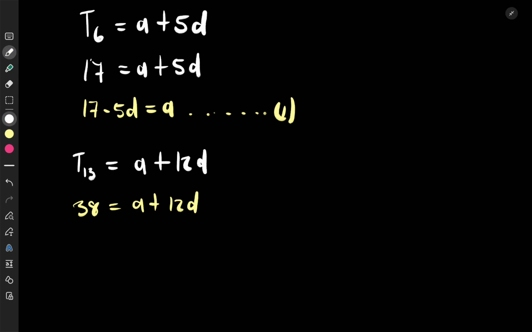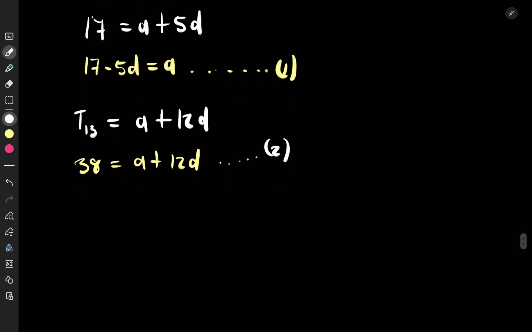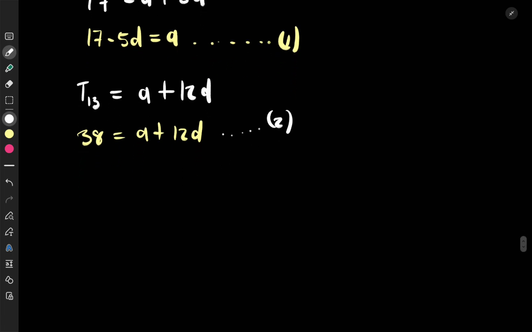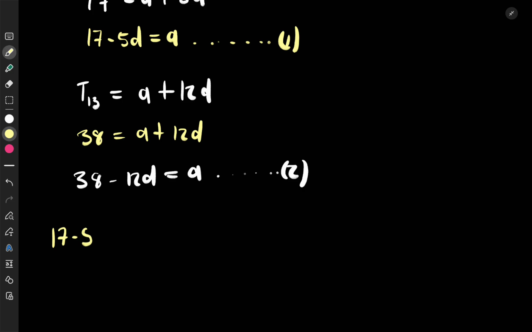And what we're going to do is put equation number 2 into equation number 1. There are 2 ways to do it. We can still make A the subject in this second equation by taking D to the other side and saying 38 minus 12D gives us A, and this is our equation number 2. Now, both things are equal to A, so you can make them equal to each other. So I would say that 17 minus 5D is going to be equal to 38 minus 12D.